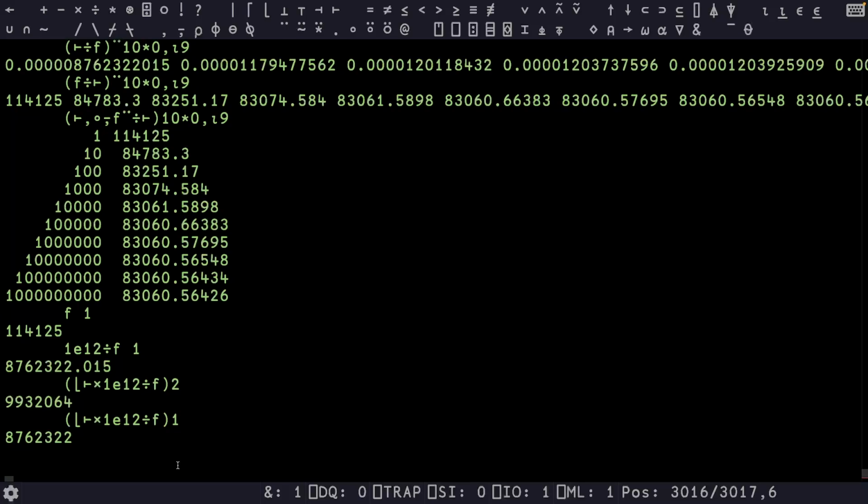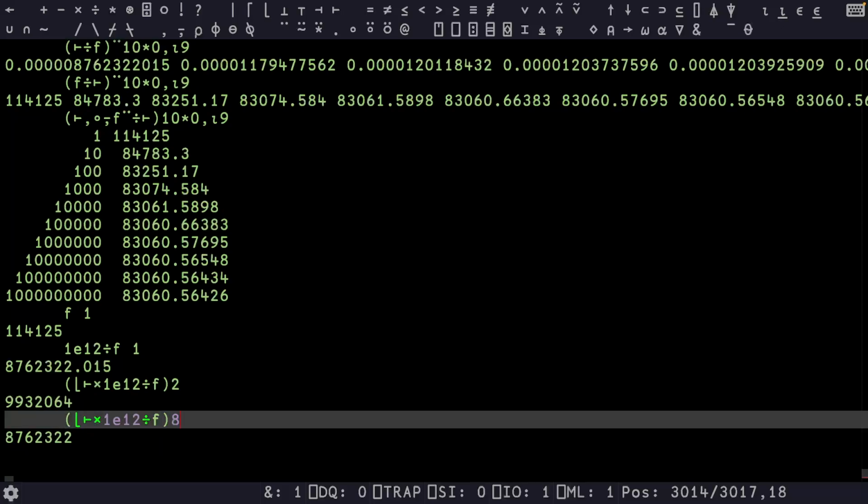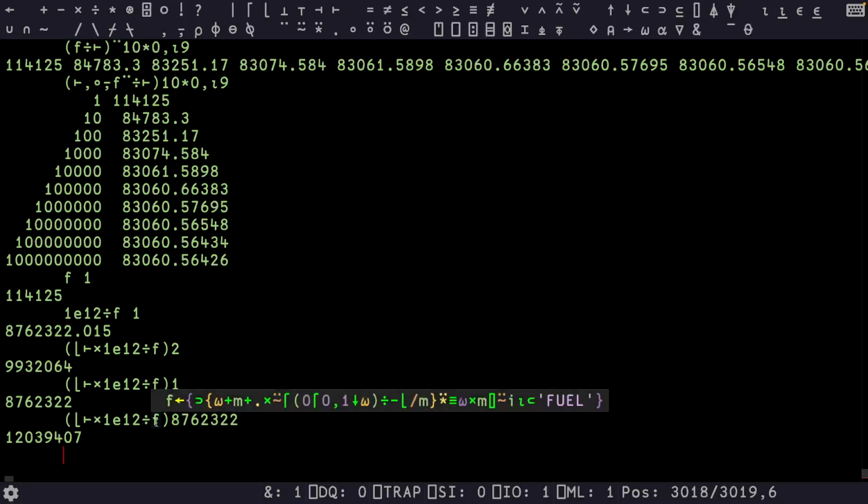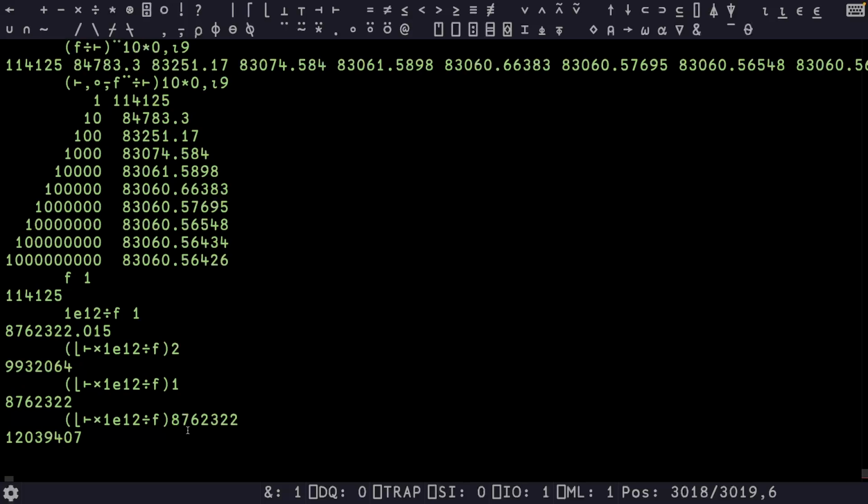If I do this once, this is basically telling me that if I run the fuel reaction one at a time, I can expect to get 8,760,000 units of fuel from 1 trillion ore. But if I run this on that number, now I'm producing all of this fuel at once. And so it's basically saying, given the more efficient ore cost, now you can expect to produce this much fuel. You see that it's larger than before.